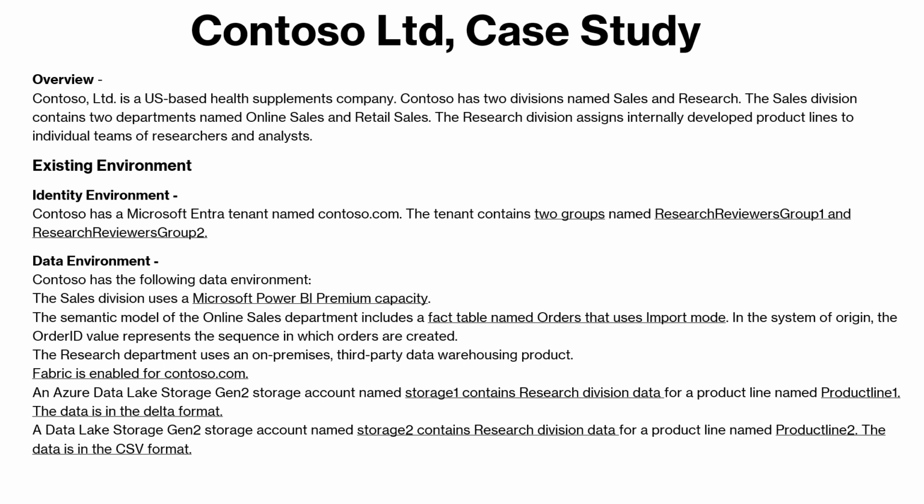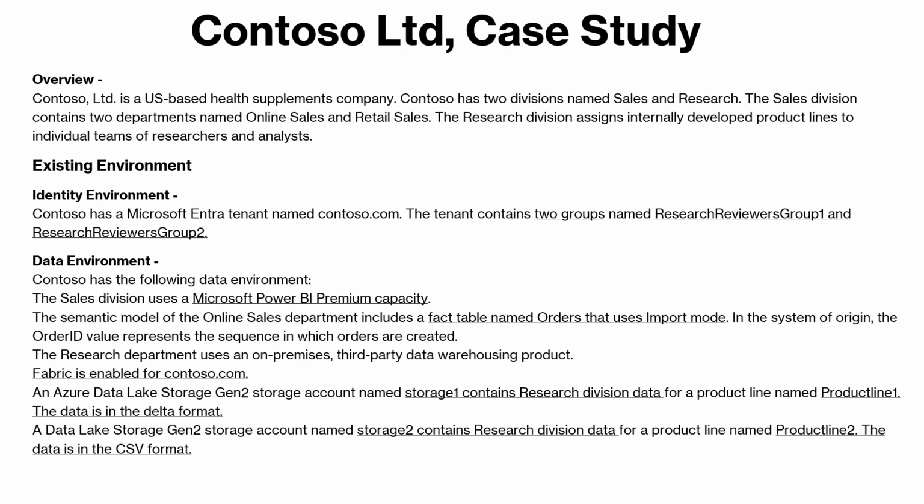So the case study is related to Contoso Limited, which is a US-based health supplement company, and they have mainly two divisions named sales and research. The sales division contains two departments named online sales and retail sales, and the research division assigns internally developed product lines to individual teams of researchers and analysts. I wouldn't go into detail for the case study. If you want to read in detail, then you can pause the video and read all the details regarding this case study. I will just provide you the basic overview.